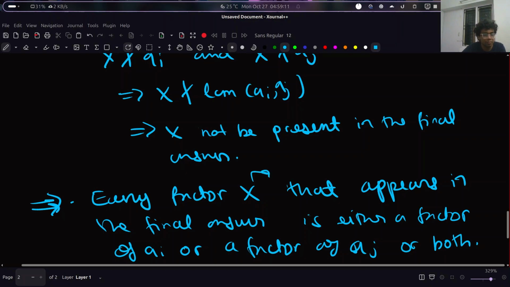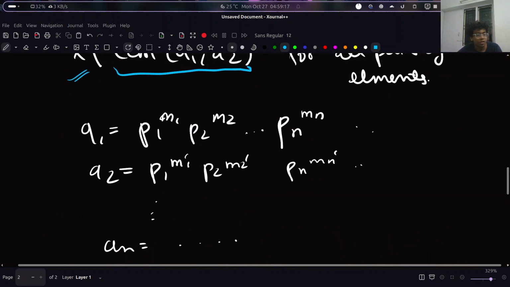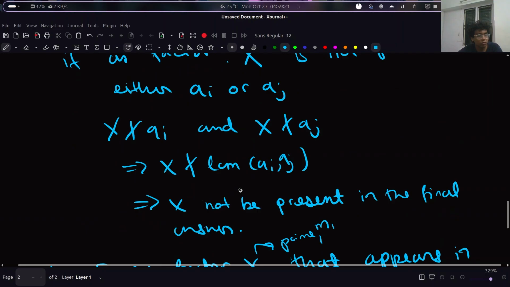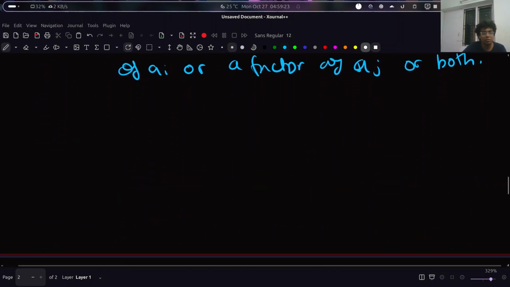Okay, so each x will be some prime to some power. So some p1 to some power m1. Right? So let's take the given example and clarify what I mean. So 10 is equal to 2 times 5, right? 10 is equal to 2 times 5.